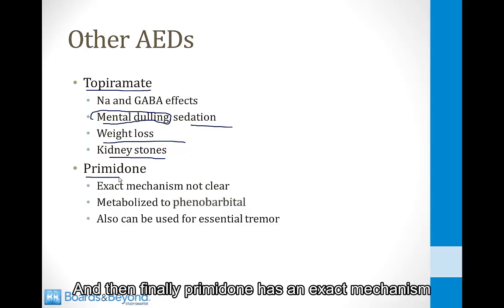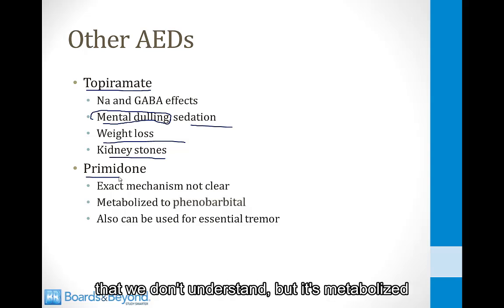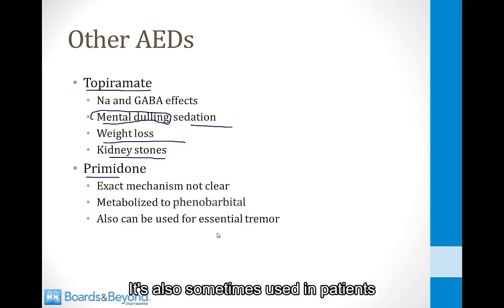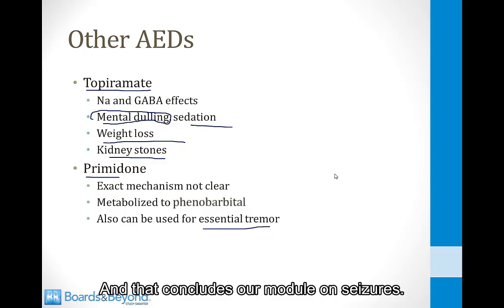And then finally, primidone has an exact mechanism that we don't understand, but it's metabolized and becomes phenobarbital, and it can be used for seizures. It's also sometimes used in patients who have essential tremor. And that concludes our module on seizures.